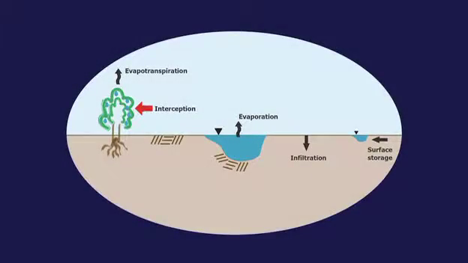Hydrologic abstractions important in engineering hydrology are the following: interception, infiltration, surface or depression storage, evaporation, evapotranspiration. Interception is the process by which precipitation is abstracted by vegetation or other forms of surface cover. Throughfall is that part of precipitation which reaches the ground after passing through the vegetative cover.